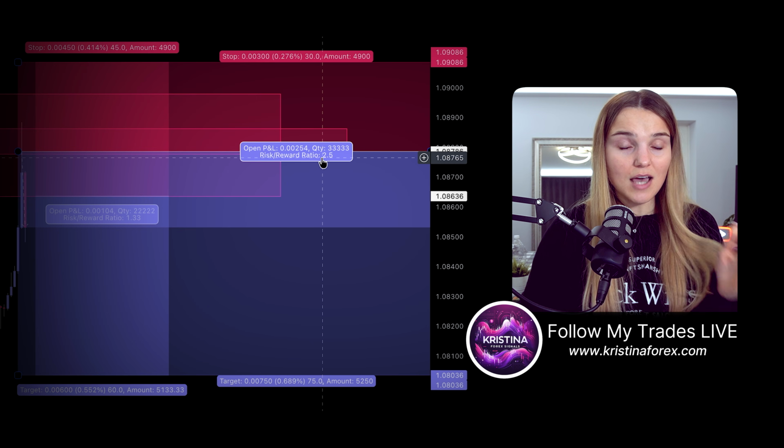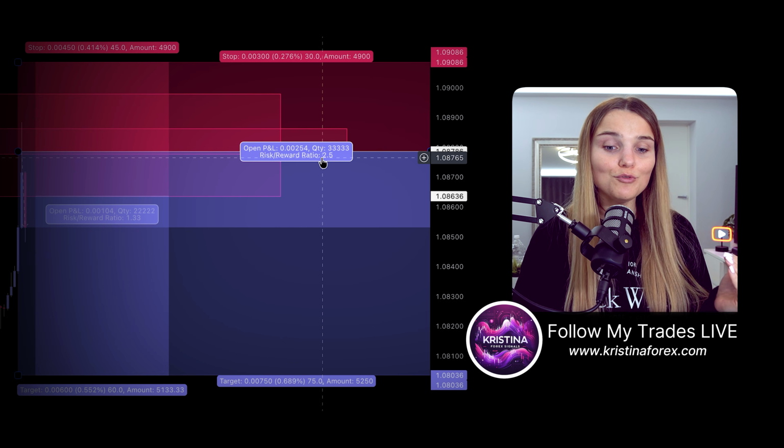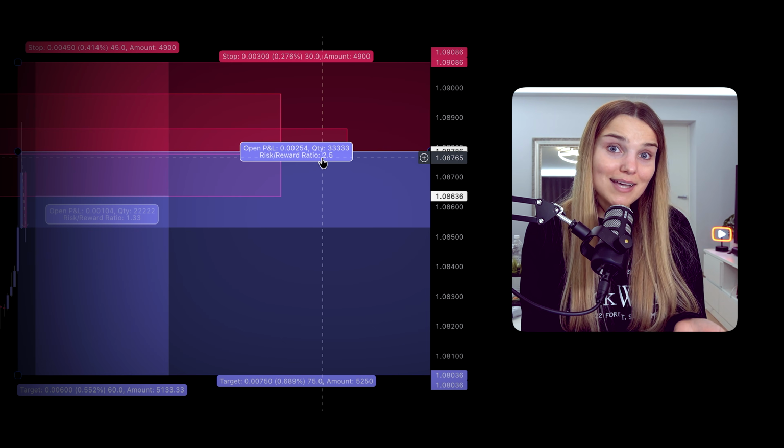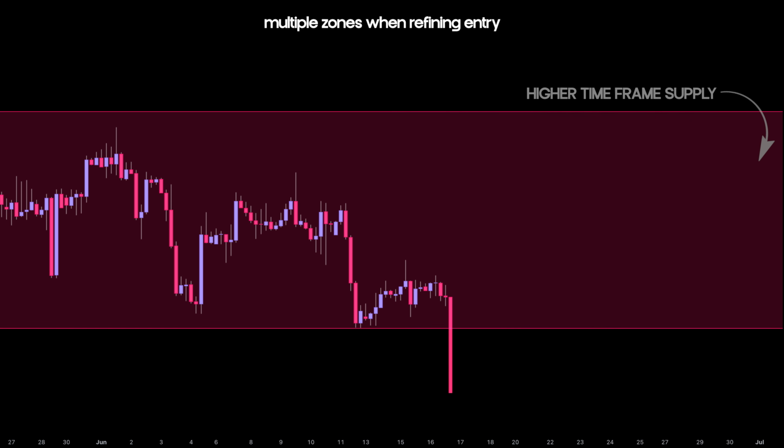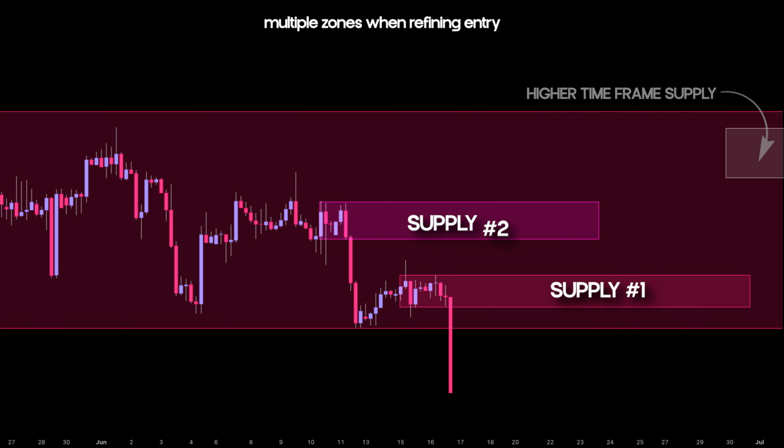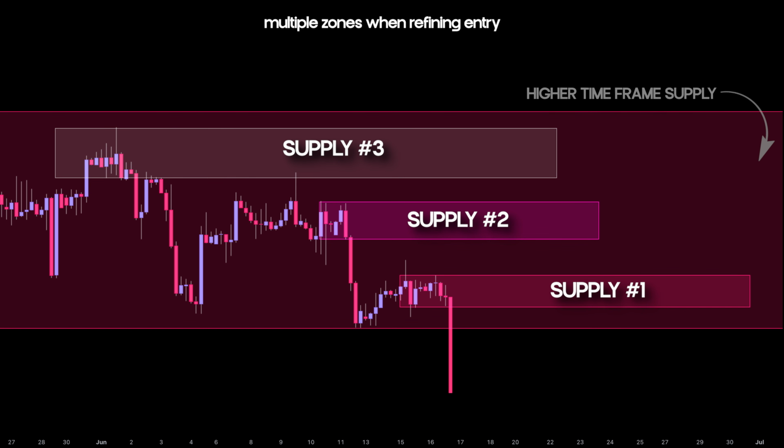And I think this is something you have to look for when you trade supply and demand. Now, guys, I don't want to scare you, but you may face another problem that you need to tackle when trying to trade supply and demand. Because when you drop down from the higher time frame to refine your trade entry, you won't always find just one clear zone sitting there waiting for you. Sometimes you will see multiple supply or demand zones sitting inside that one higher time frame area.